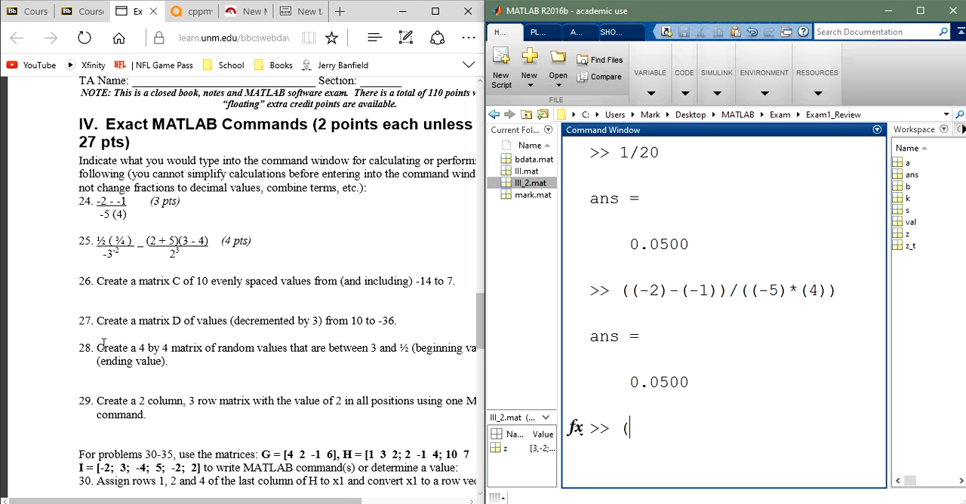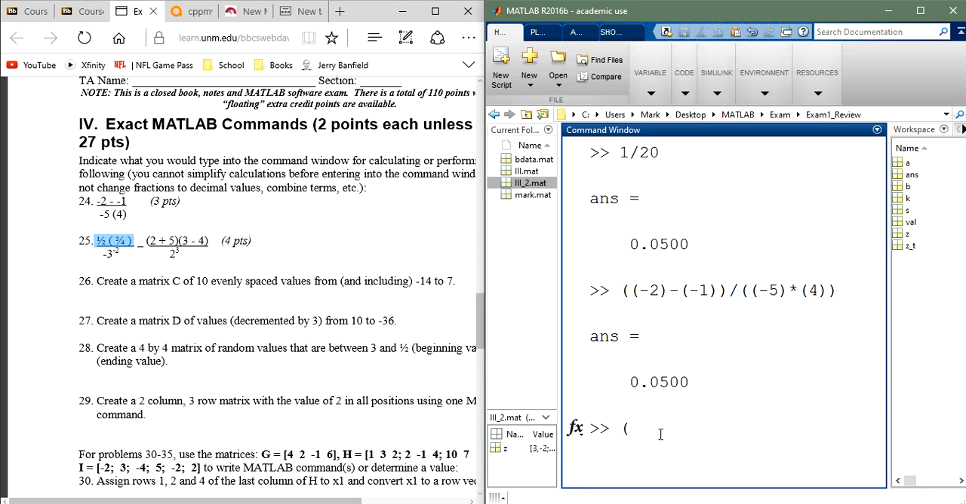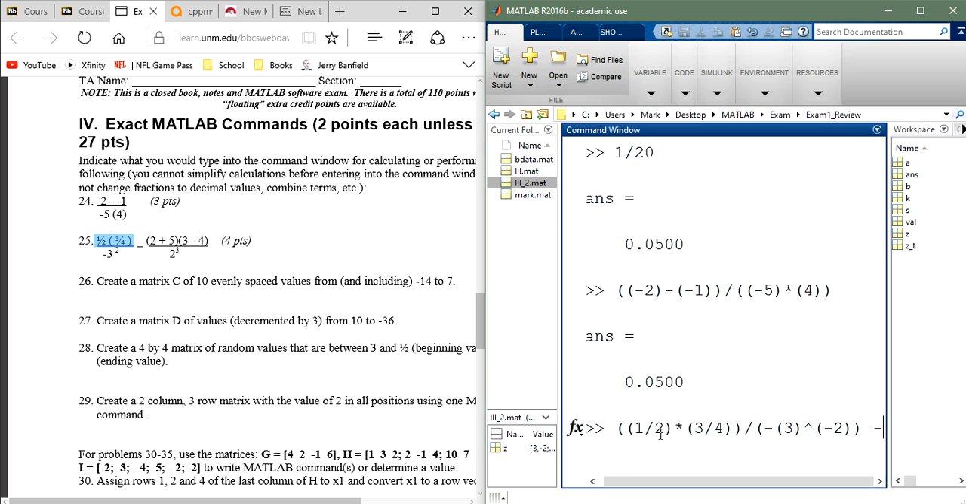So let's do the numerator of the first one. We're going to start out with parentheses, and then I say 1 divided by 2, close those parentheses, and then I say multiplied by 3 divided by 4, close those parentheses, and then close the top one. That's the numerator of the first. Let's do the denominator of the first, which is negative 3 raised to -2. And this is the denominator. Did I throw an extra one in? No, I didn't.